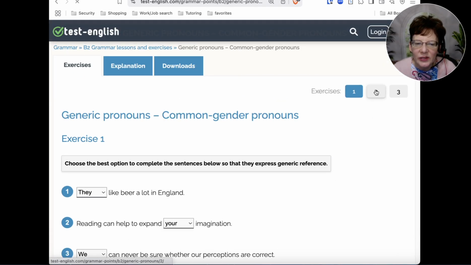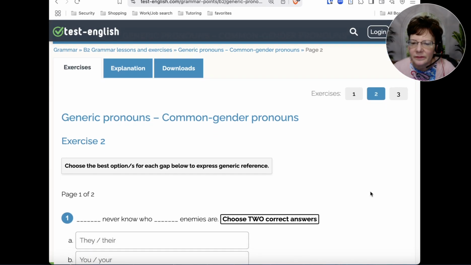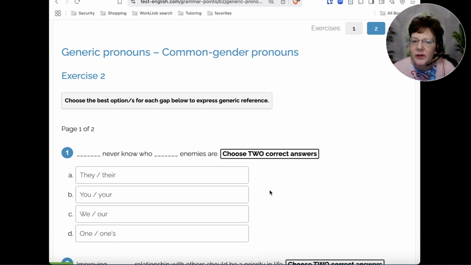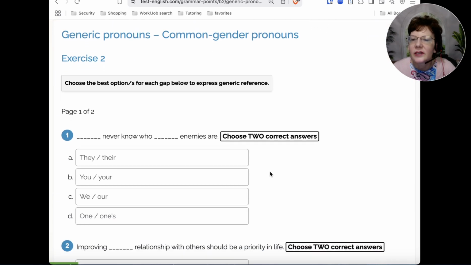Okay, let's look at exercise 2 real quick. So it's multiple choice here. So there are 2 correct options. So we have: never know who enemies are. Okay, so they, their, you, your, we, our, and then one, ones. So, all right, so we know for sure if we say we and our, the third choice, that would be one. What would be the other one?